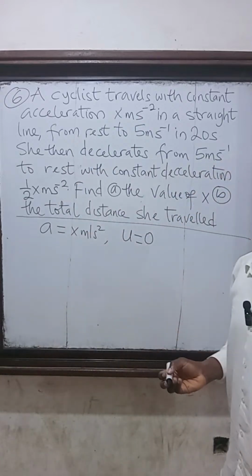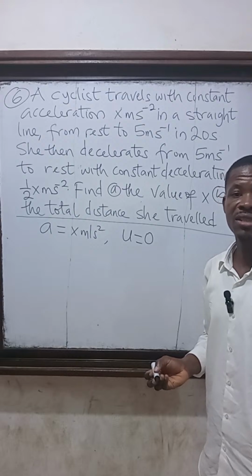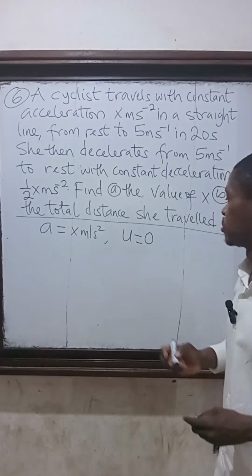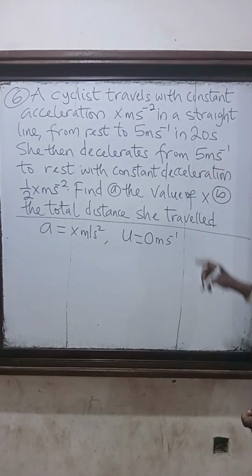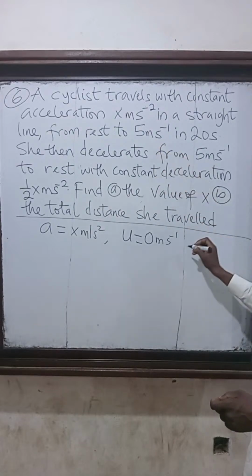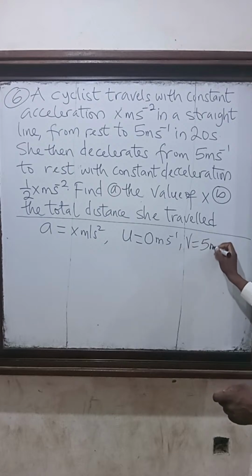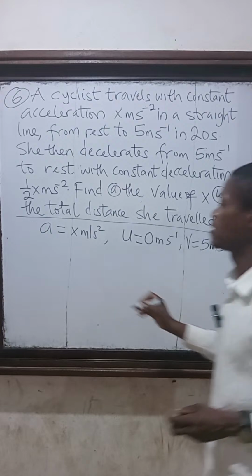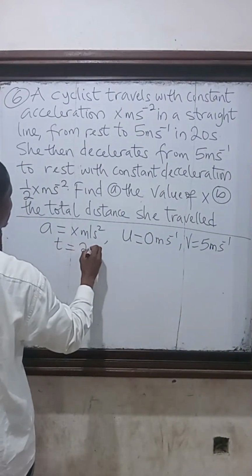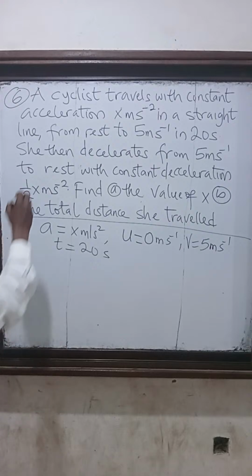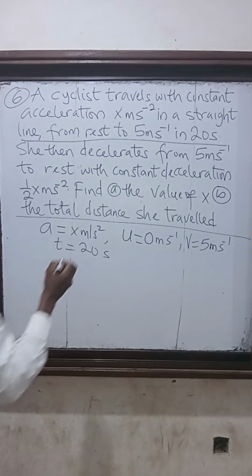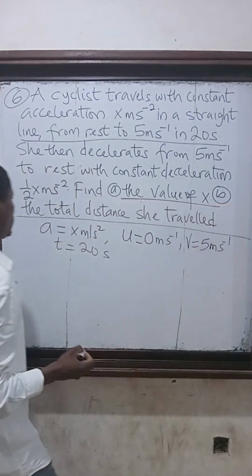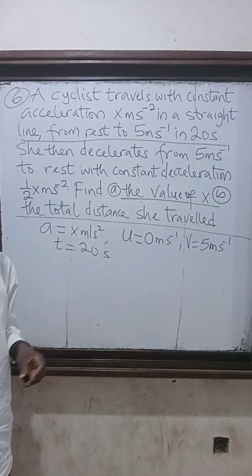When the body is starting from rest, it implies that the initial velocity is 0 meter per second, and then to 5 meter per second. So v is 5 meter per second, and t is 20 seconds. Let's work on this, because we are told to find the value of x, and then the total distance she traveled.